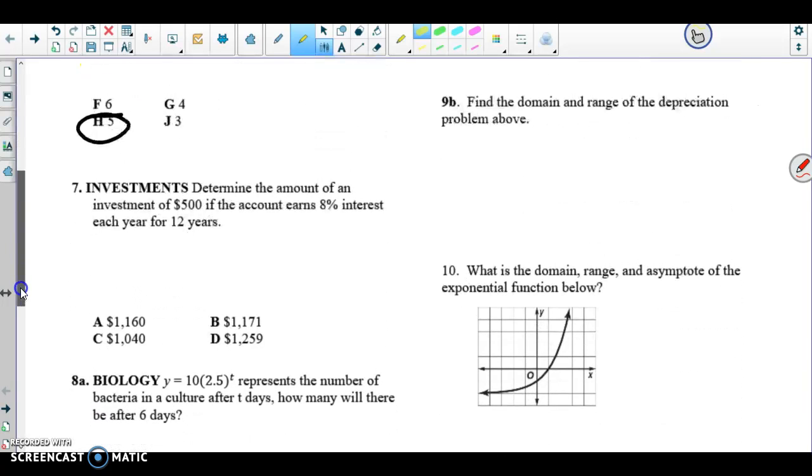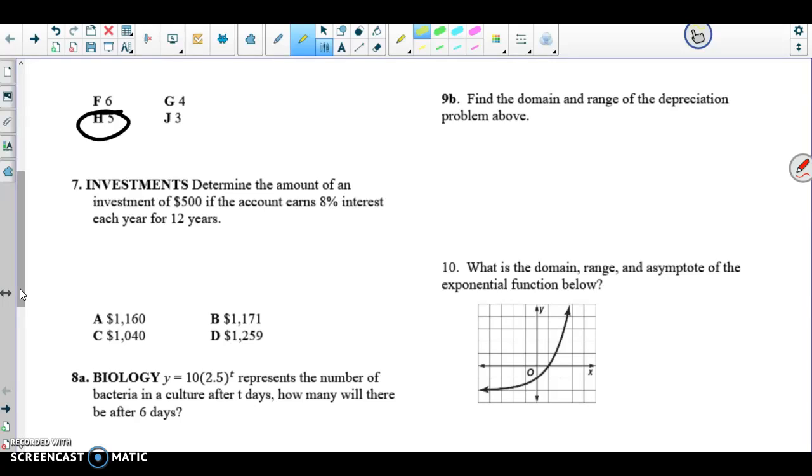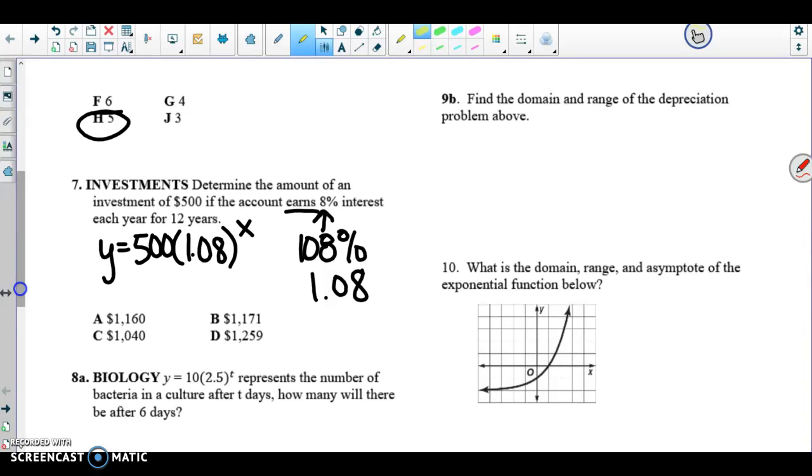All right, number 7. Determine how much an investment of $500 will be if the account earns 8% interest each year for 12 years. Earns. That means we are going up. Okay, so my percent was added to the 100, so I end up with 108%, which means it's 1.08. That's going to be my rate. So y equals 500 times 1.08 to the x, or specifically, instead of x, I could put in the 12.